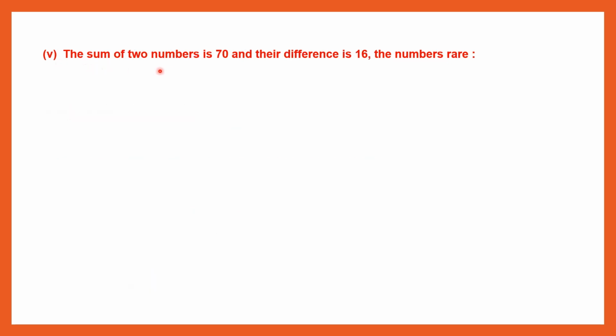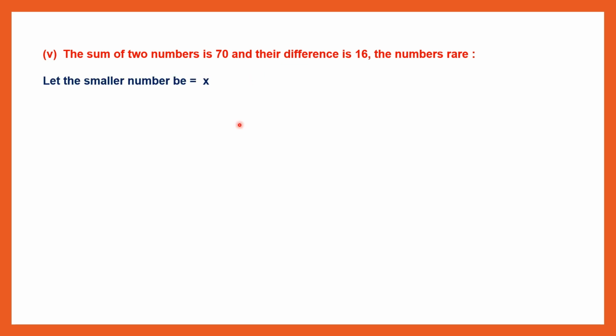Question 5. The sum of two numbers is 70 and their difference is 16. What are the numbers? That means when you add up any two numbers, it's going to be 70 and the difference is going to be 16. So difference means we need to have one larger number and one smaller number, isn't it? Now we don't know which is the smaller number and which is the larger number. So we're going to try out.